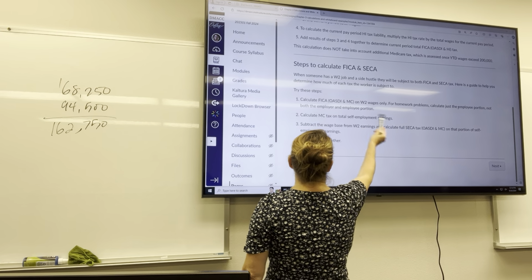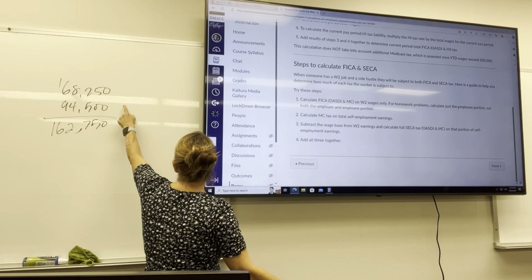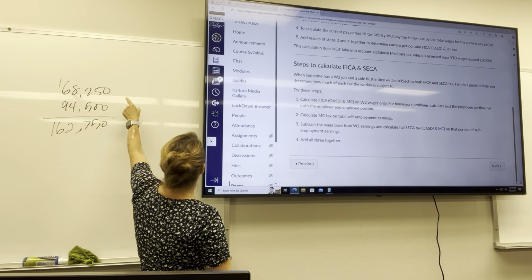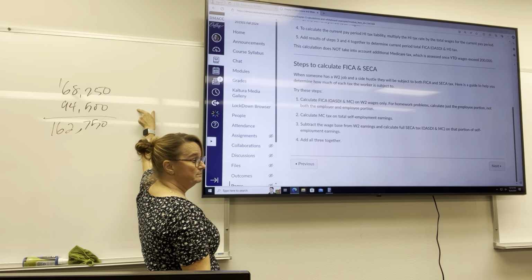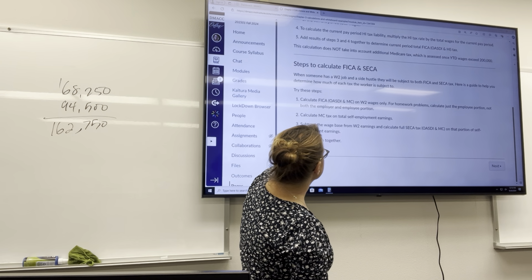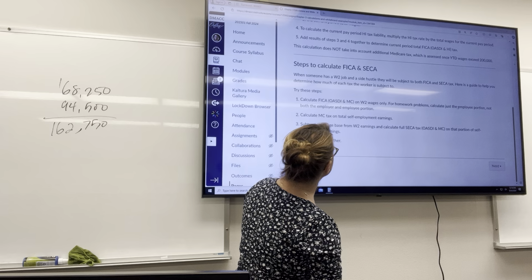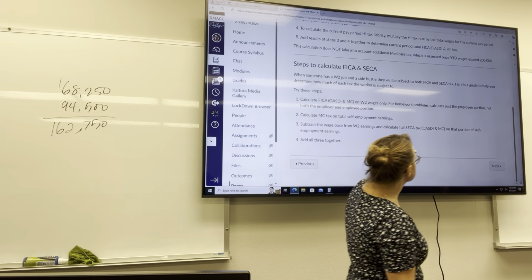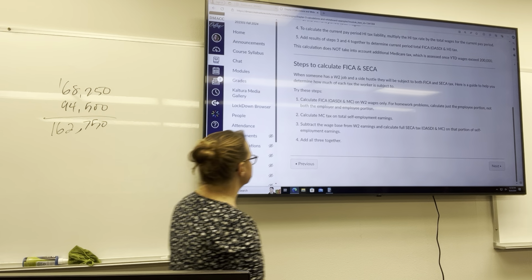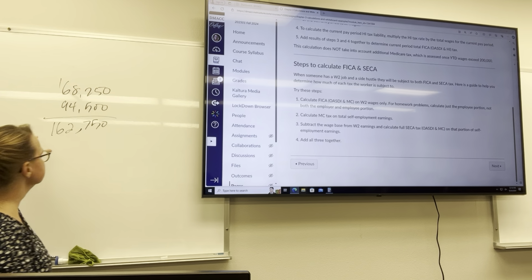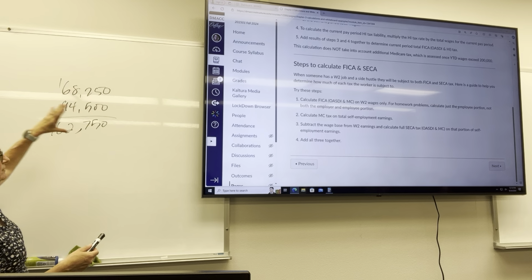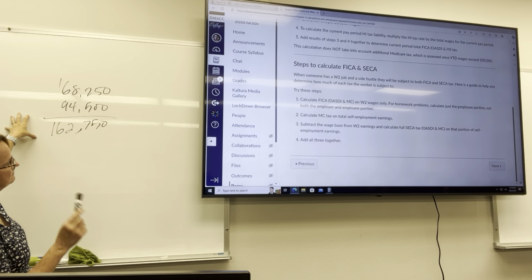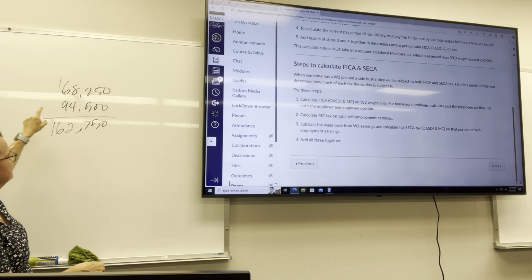Calculate the Medicare tax on total self-employment earnings. His self-employment earnings, $94,500, all of it is going to be subject to Medicare tax. Subtract the wage base from the W-2 earnings and calculate the full FICA tax on that portion of self-employment earnings. Which are kind of the same steps. I don't like my steps here. I should refine these, be a little bit more specific. It's essentially what they did on the slide.